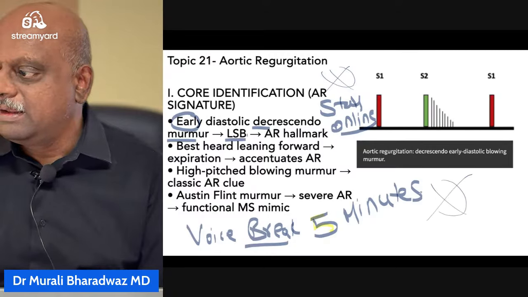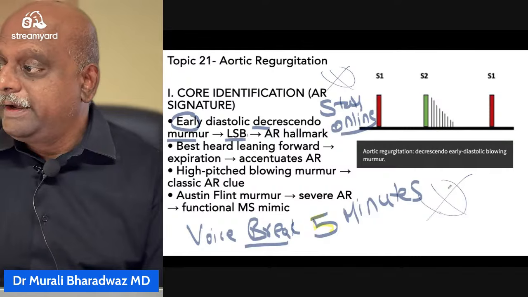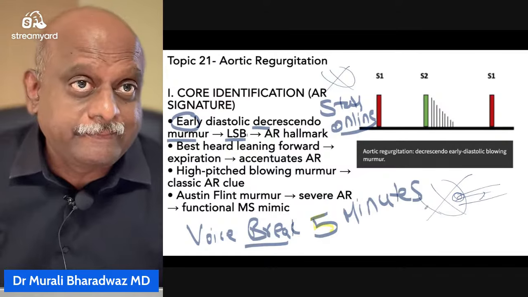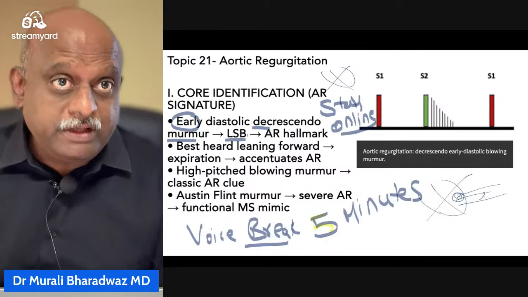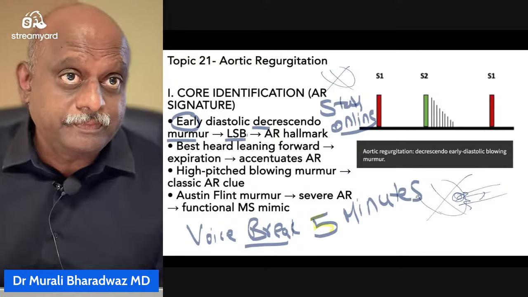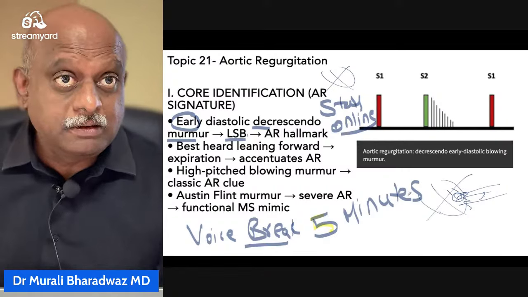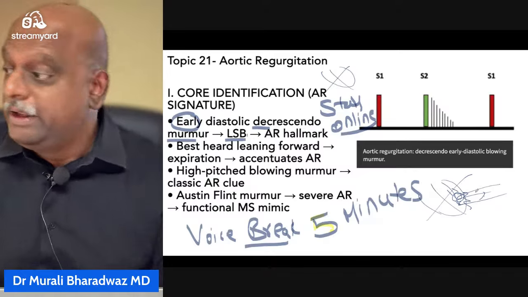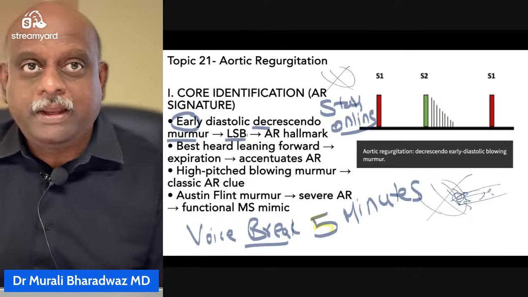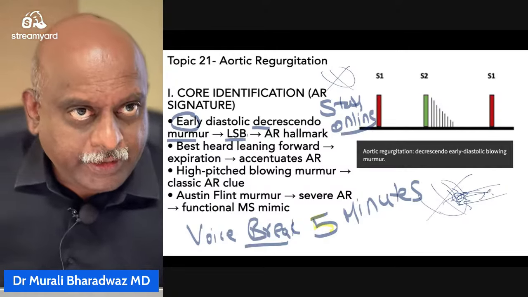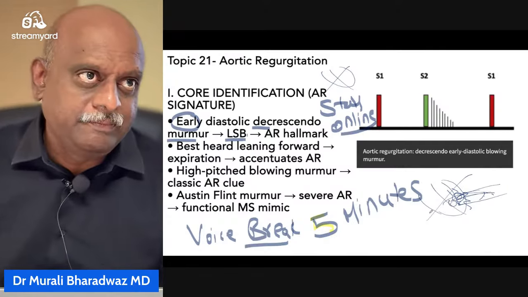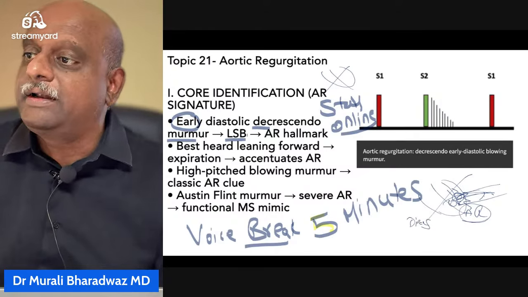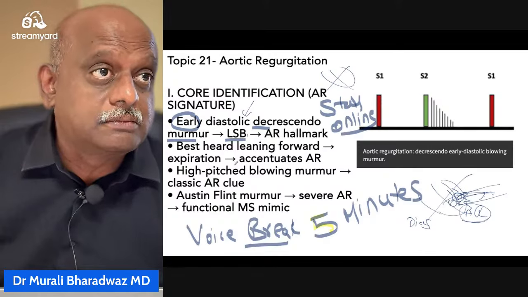Obviously, the blood in the ventricle is emptied into the aorta in systole. At the end of the systole, the aortic valve closes, the mitral valve opens, and blood is moving from the left atrium into the left ventricle. That is the time when the blood which was pushed into the aorta starts to make a comeback. That's the reason regurgitation, AR, is a diastolic event. The murmur is also diastolic, right?